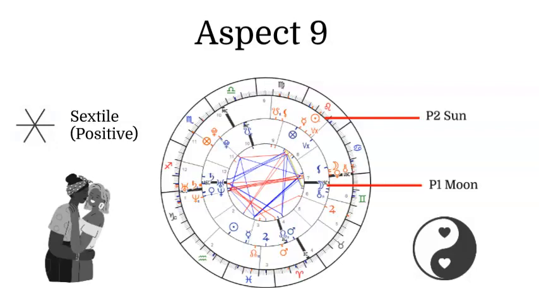And where Person 1's Venus squaring Person 2's Mars could have led Person 1 to be too submissive, and Person 2 to be too dominant in a toxic way, this aspect instead shows that these two people are likely happy in their respective roles.